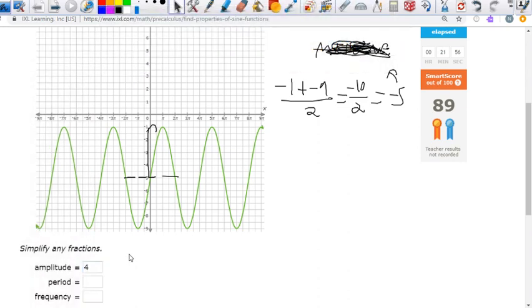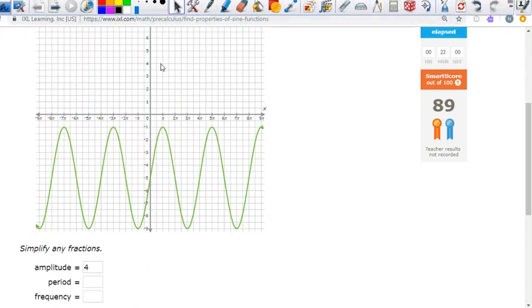All right, our period, clear annotations, is going to be at pi, or a maximum at pi, and a maximum at 5 pi. So 5 pi minus pi is equal to 4 pi. So we have a period of 4 pi.